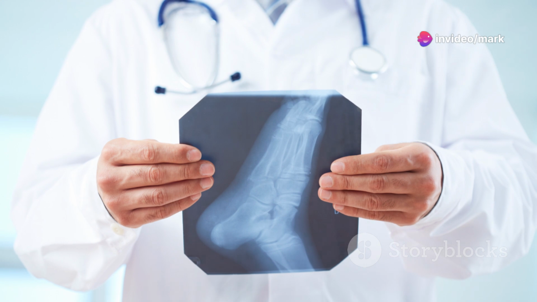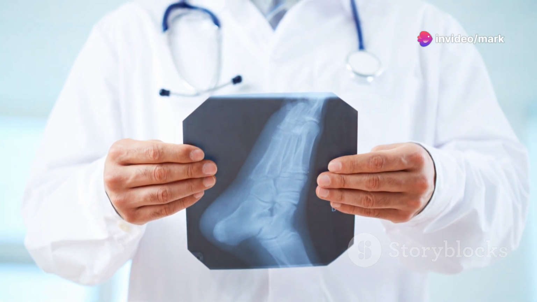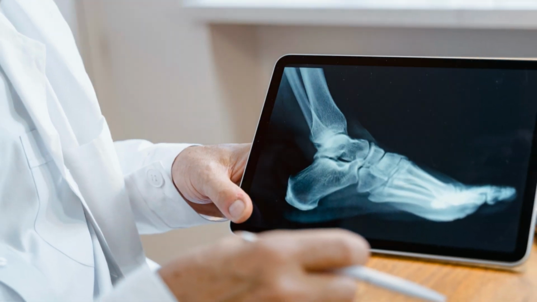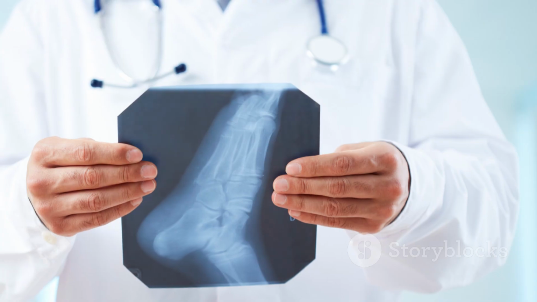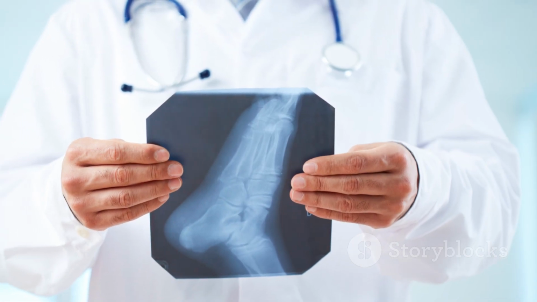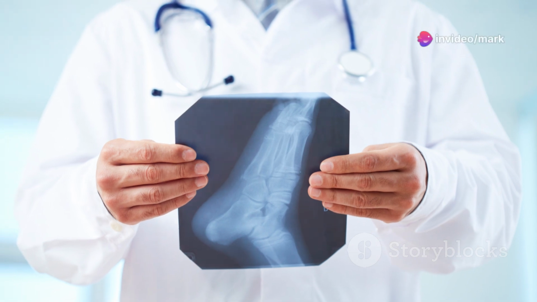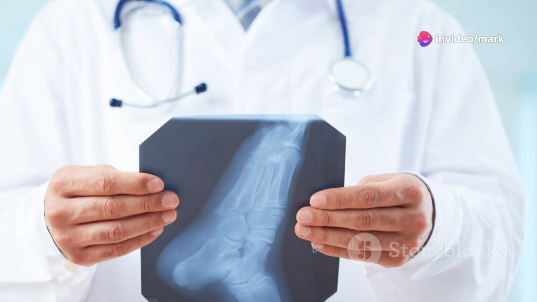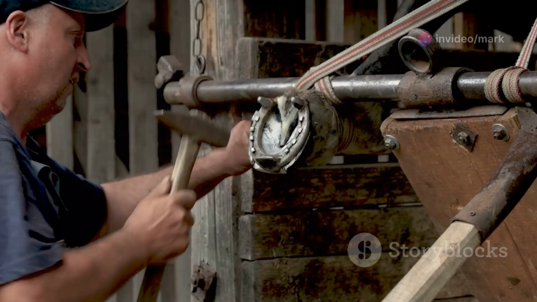The constant pressure and strain on the navicular bone can lead to bone remodeling, cyst formation, and even fractures. The deep digital flexor tendon, responsible for flexing the foot, can also suffer from inflammation, adhesions, and degeneration.